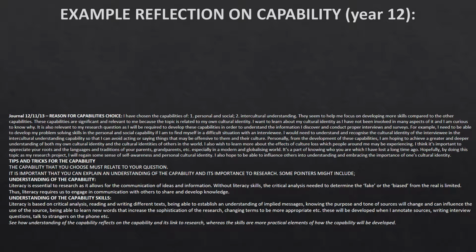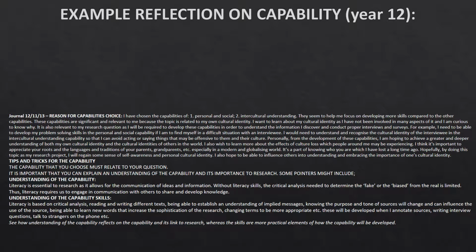Okay, so hopefully at this point you've gone through the 7 tables, you've highlighted the relevant key points, and then you've written some suggestions of how you might work on that. What you then need to do is summarize this information into a reflection. And you can see on the screen that there is an example one here. So this person has chosen personal, social, and intercultural, and then they go through why they've chosen that.